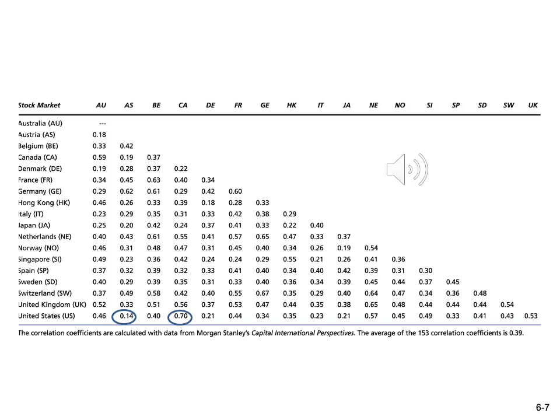But for diversification purposes, we want to pick any two stocks or any two countries that have the lowest correlation. In this table, for example, the United States and Austria have a correlation of 0.14, which is pretty low. So for diversification purposes, to form a portfolio, you will add the Austria stock market to your portfolio.